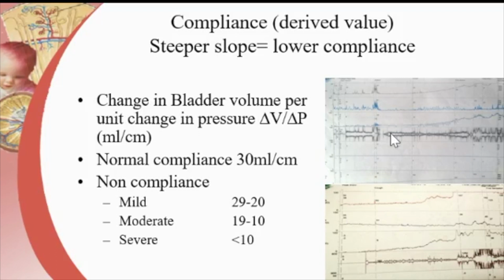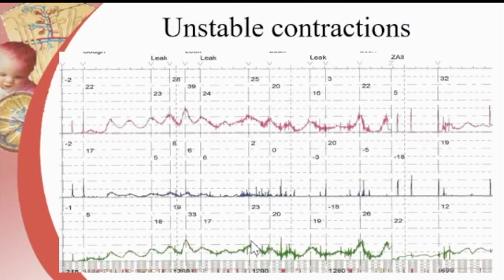If the compliance is impaired, that means poor compliance, and the slope is high. The pressure is going up from 0 to 30 or 40 during the fill, which means the compliance will invariably be poor compliance or non-compliance. So that is how it is. The compliance is inversely proportional to the slope.